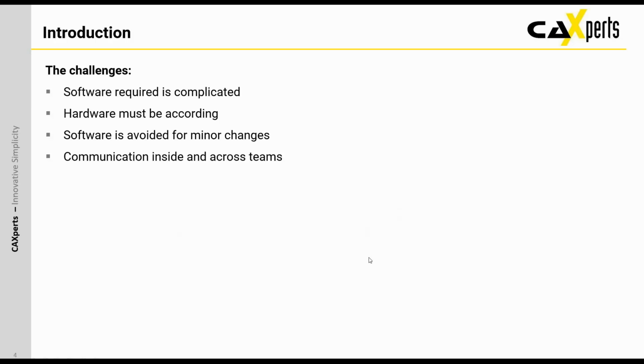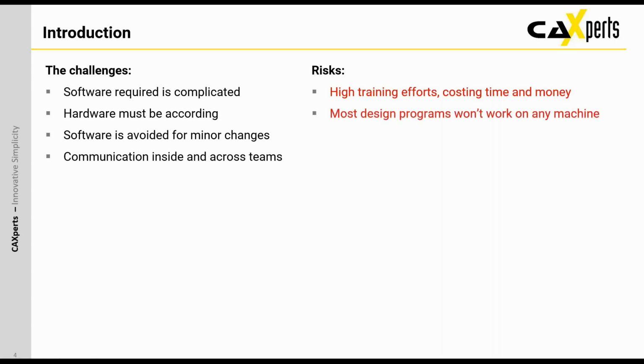So what are the challenges? Many times, software required is complicated to use. What is the risk? Well, high training efforts, costing time and money. The hardware must be accordingly strong. This means most design programs just won't work on just any machine. So you do have certain hardware requirements, which leads to that software is actually avoided for minor changes, and a lot of times it's just pen and paper changes, especially when we're talking about changes done by operations.